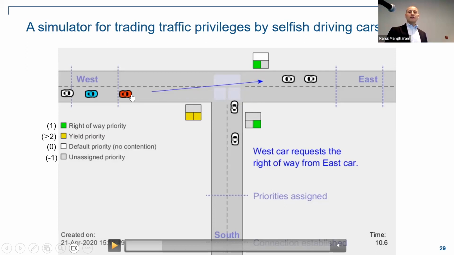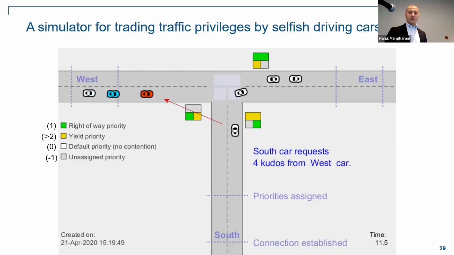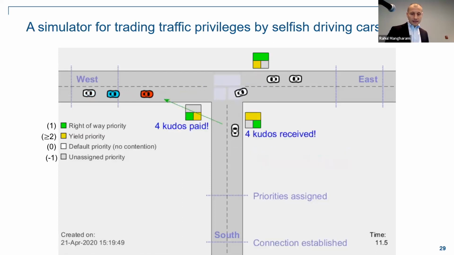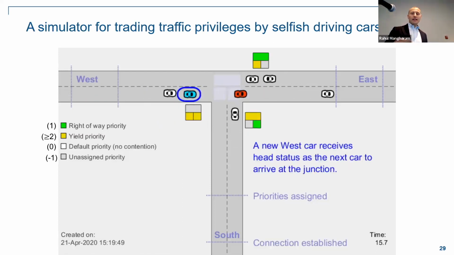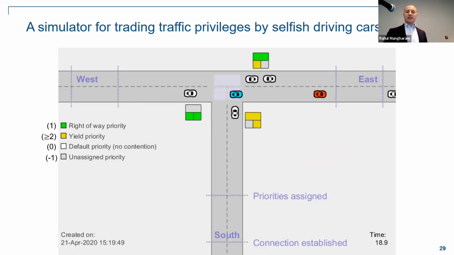This car has a higher urgency than this other car, and that's where the negotiation will take place. It will take place between these two cars, because they both conflict for this zone. So the negotiation happens, and it seems like eventually the red car will give four tokens to the white car, and then another negotiation will happen with the car that was next to the white car. I hope it's not too fast, but eventually the red car makes it through the intersection fast enough.